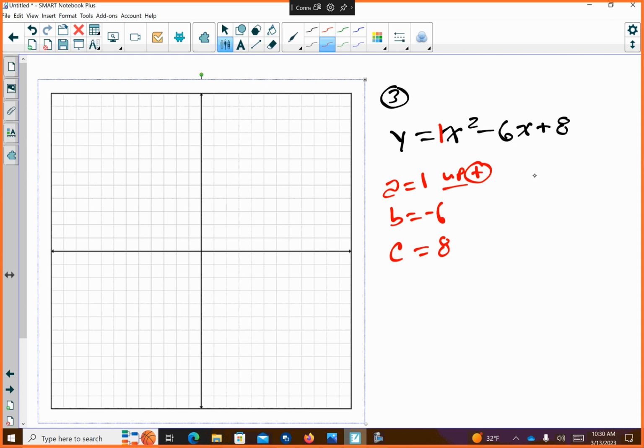Then I'm going to find my axis of symmetry, which is x equals -b over 2a, which is x equals -6 over 2 times 1. Negative is positive. 6 over 2 is 3. So that's my axis of symmetry.